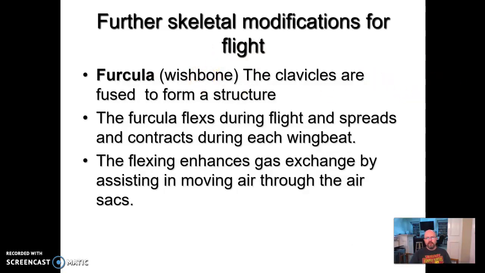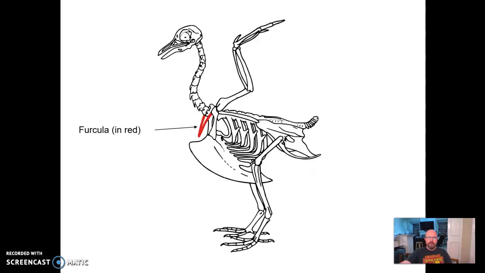Further skeletal modifications: the furcula, the wishbone, that's the clavicles we talked about that are fused to form one structure. That furcula flexes during flight and spreads and contracts every time they beat their wings. So as they're moving their breast muscles in and out, it's actually allowing them to compress and expand their lungs. They have what are called air sacs, pockets of air that they store in their body as they're respiring or breathing. And by flexing those muscles, they're actually pushing air through their body. There's the furcula.